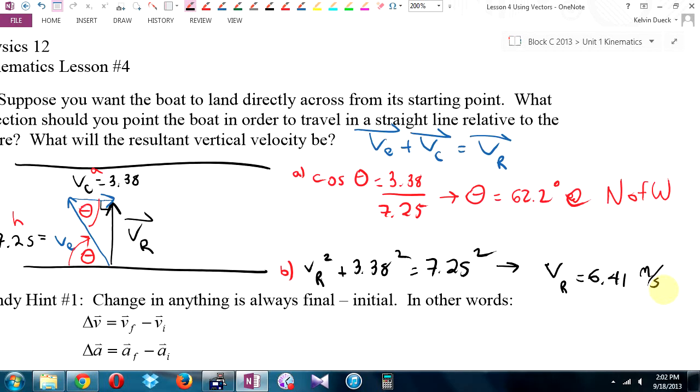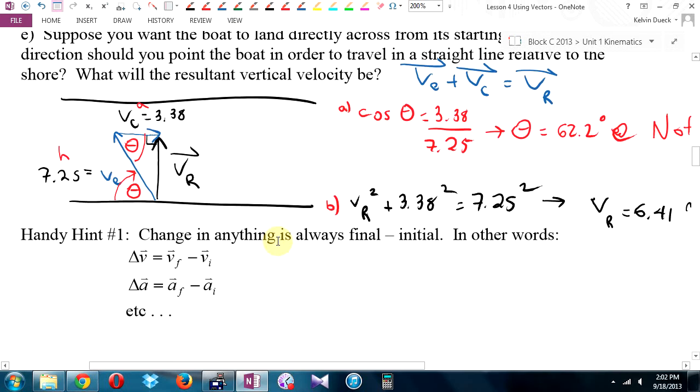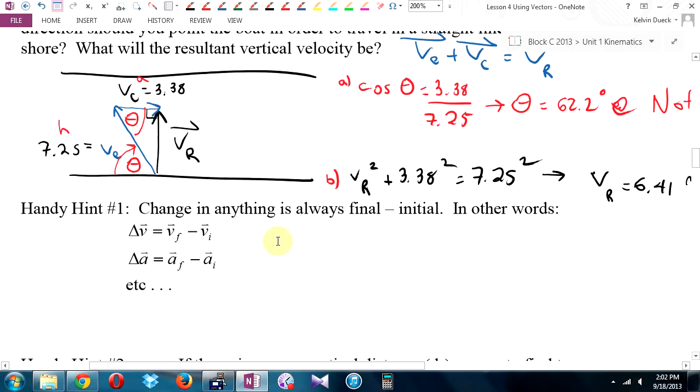Then I wrote down here, handy hint number 1. Change in anything is always final minus initial. This is really going to come in handy when you're subtracting vectors because it's also final plus negative initial. So delta V equals V final minus V initial, delta A equals A final minus A initial, etc.